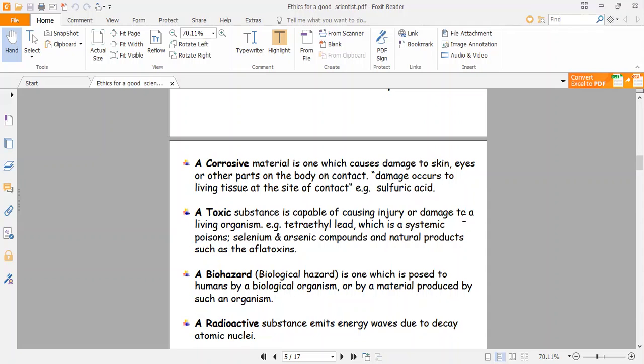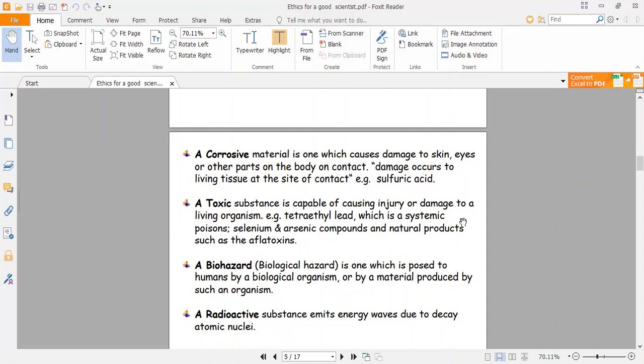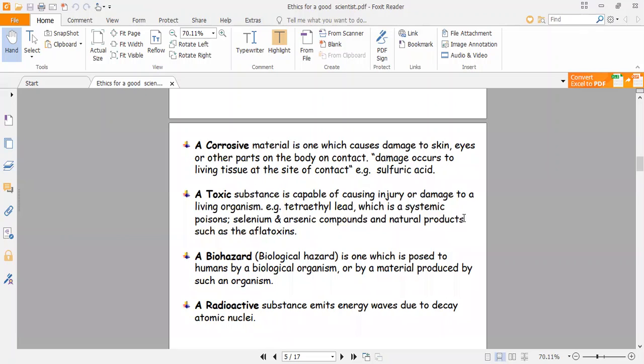So, a corrosive hazard, what does it mean? Corrosive means a hazard that may damage your skin, eyes, or other body parts when you are in direct contact with that. So that damage can be to your living tissues at the site of contact. And one example of this type of chemicals is sulfuric acid.